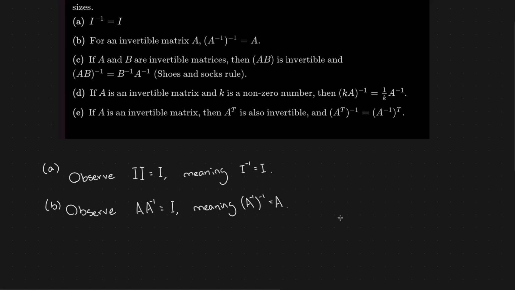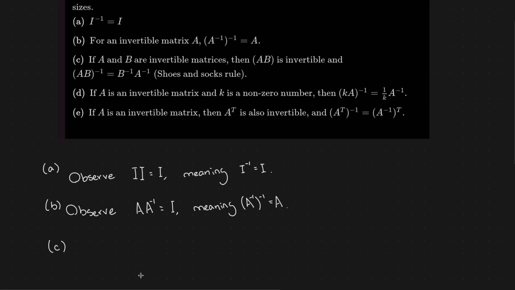All it means to be an inverse is that if I take the two matrices and multiply them together, I get the identity matrix. That's what's happening here. And so A must be the inverse of this matrix. So it must be the inverse of the inverse.